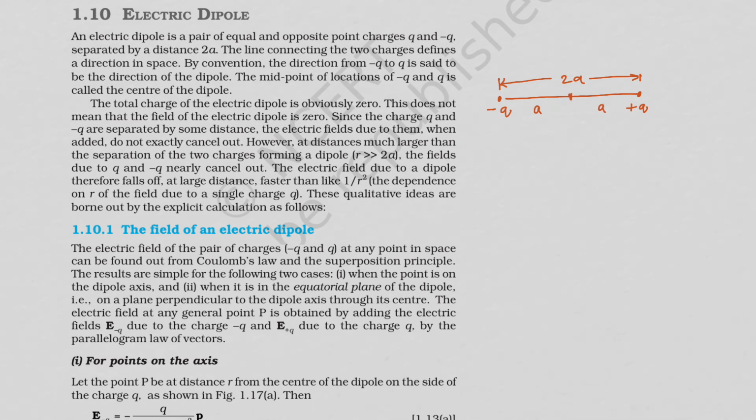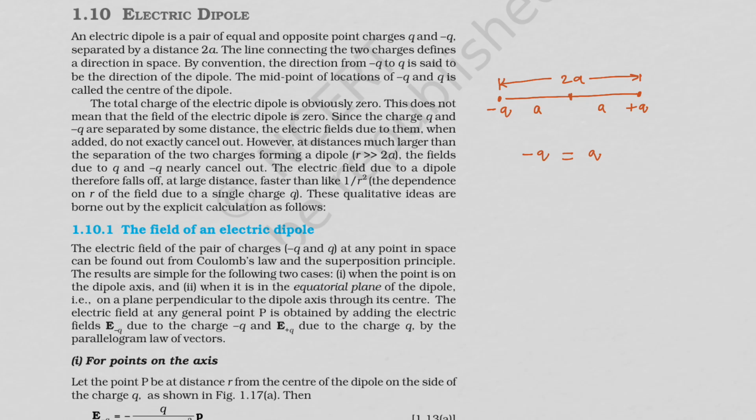So what are the highlights? That minus q and q are actually equal charges but having opposite signs. One is positively charged, one is negatively charged. Alright, and there is a fixed distance between them, and the charges are quite small compared to the usual charges we talk about. And this whole setup is called an electric dipole.